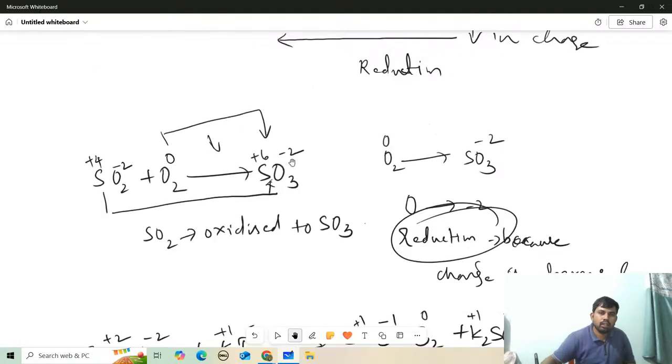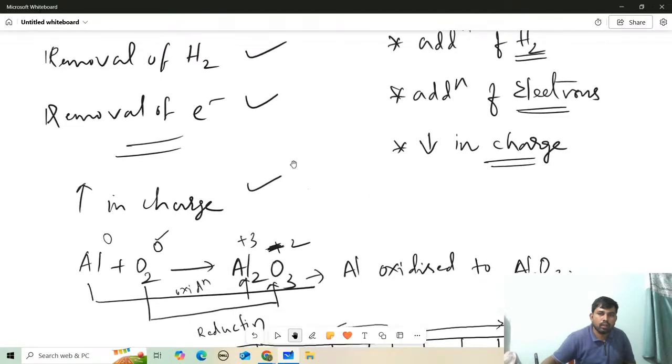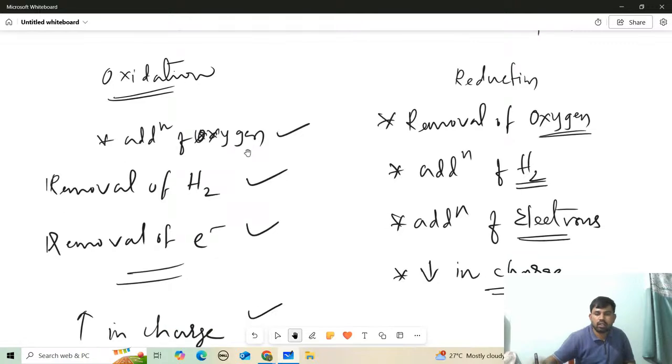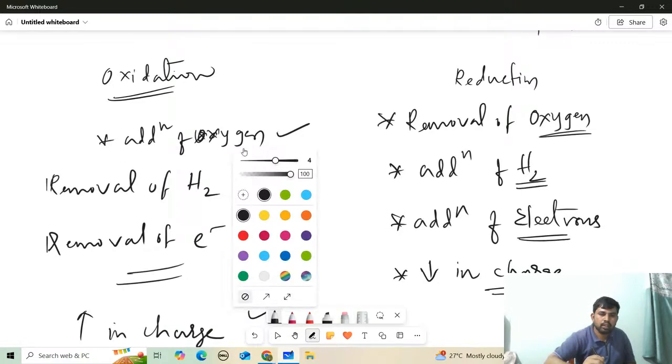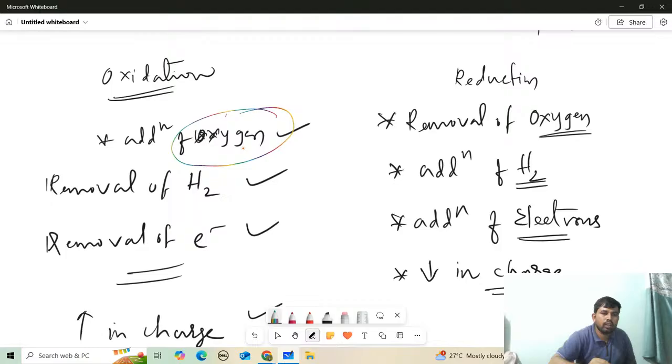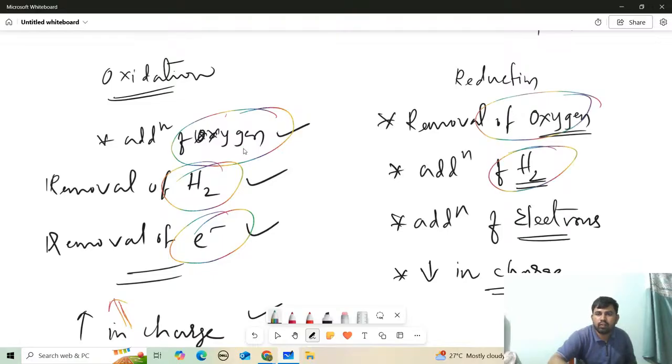So by all this we can come to know that there are certain definitions we should remember here. Okay. So oxidation means addition of oxygen and removal of hydrogen or removal of electron or we can say increase in the charge is called oxidation. Similarly, removal of oxygen, addition of hydrogen, addition of electron or decreasing the charge is called reduction.